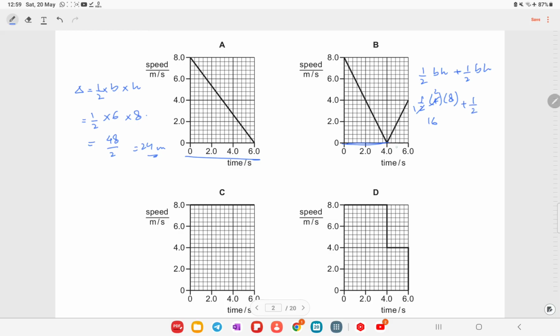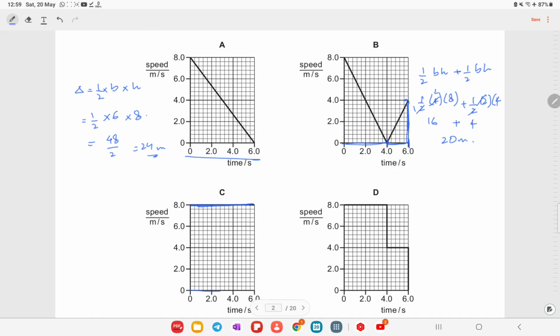And for the next one is 4 to 6. So this is going to be base 2 and height is 4. You can see that this is the height, which is 4. So 16 plus 4 is 20. So 20 meters is the distance the object has covered in this scenario. Okay, where's the graph? So you can see the graph is over here.